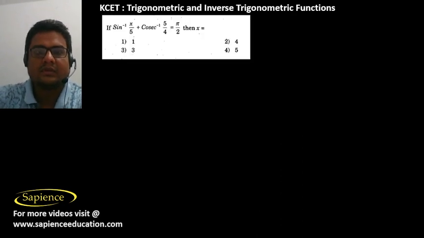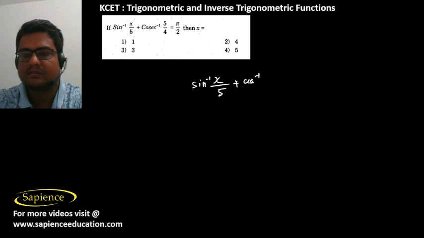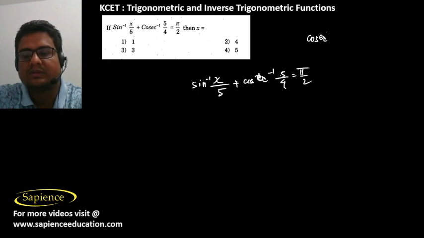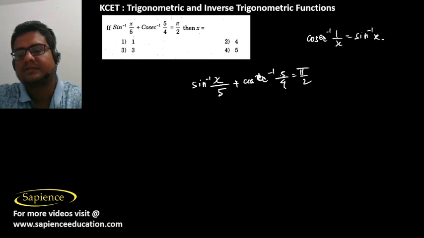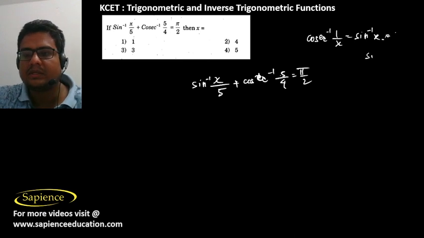And here it is told that sine inverse of x by 5 plus cosec inverse 5 by 4, that is equal to pi by 2. Now we know that cosec inverse 1 by x, that is equal to sine inverse x. Since if sine inverse x is equal to theta, and x is equal to sine theta, then cosec theta will be equal to 1 by x. So theta is also equal to cosec inverse 1 by x.